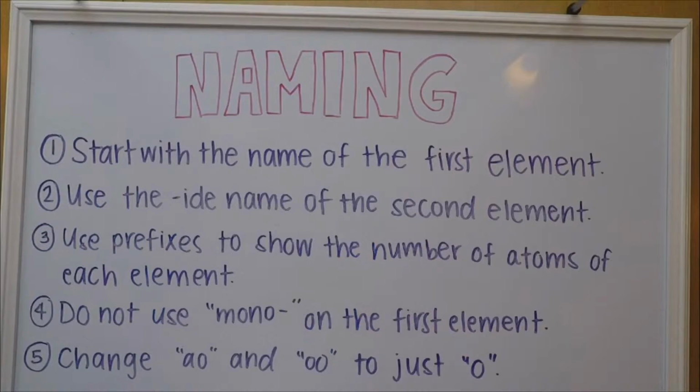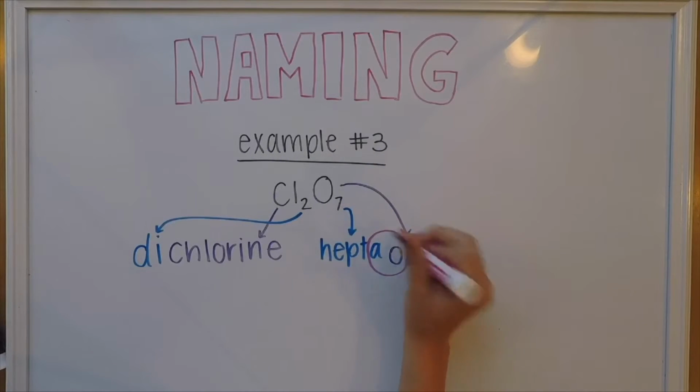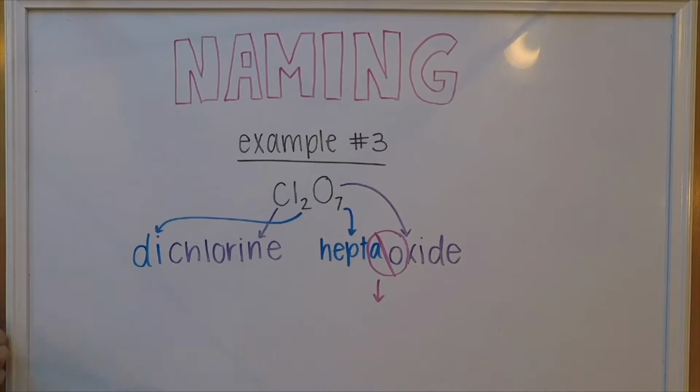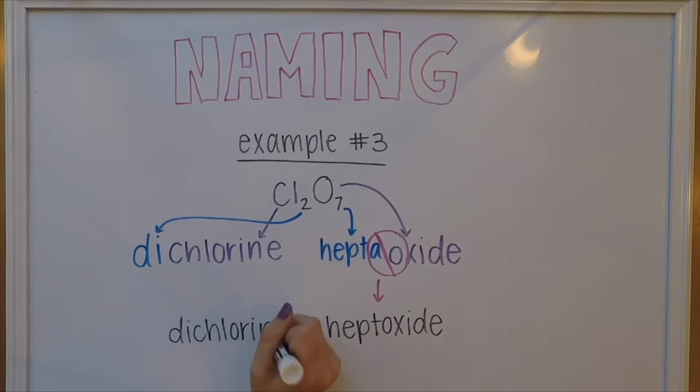But remember that the fifth step is to change AO and OO to just O. So change the AO in heptaoxide to just O. This should give you heptoxide. The final name for Cl2O7 should be dichlorine heptoxide.